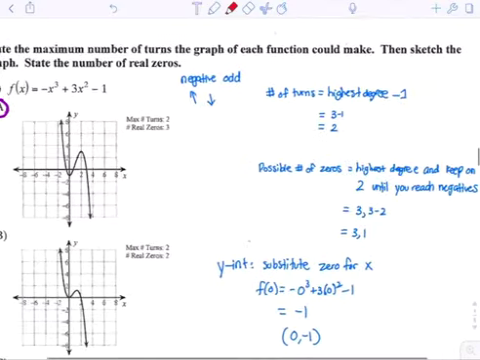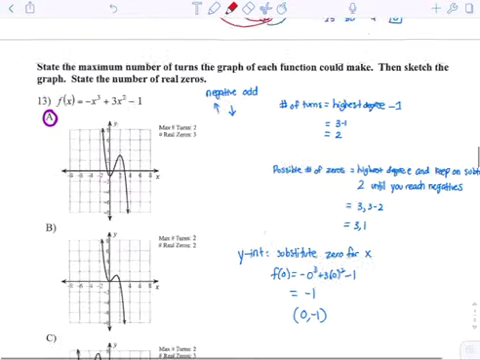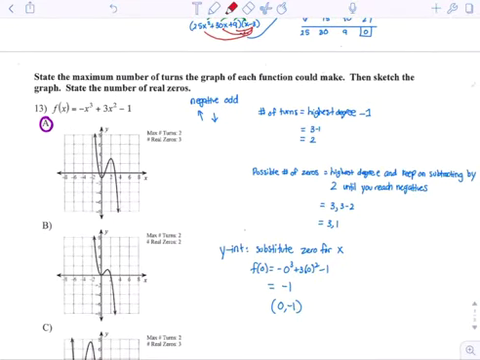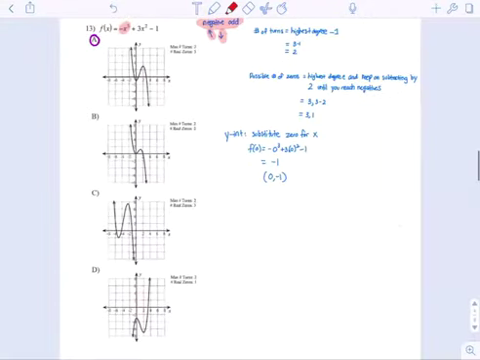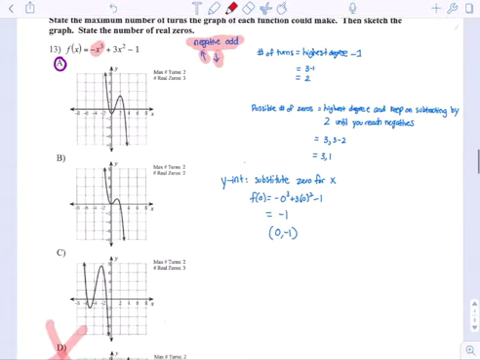Okay, so for 13, right? Still dealing with higher degrees, powers of 3 or greater. So notice that the leading coefficient is negative and it's an odd power. So I know it's negative odd, so I know the end behavior is going to be up and down. So when I look at our options, I can automatically get rid of that one, right? Because that one doesn't even have the correct end behavior.